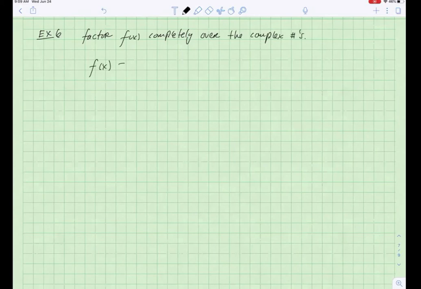F of x is equal to 2x to the 4th plus 5x cubed plus 13x squared plus 7x plus 5. And we get a hint. Hint: negative 1 plus 2i is a 0. So I just gave you one of the zeros. How many zeros are there total?